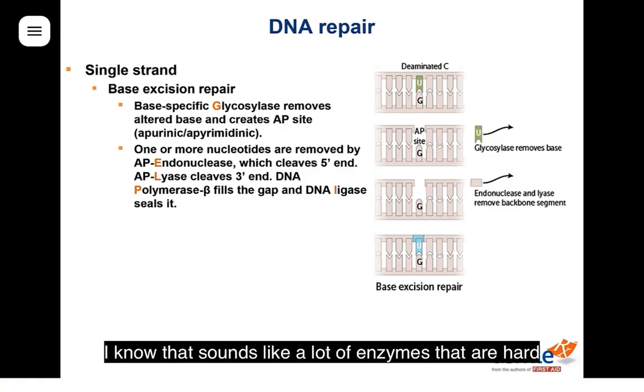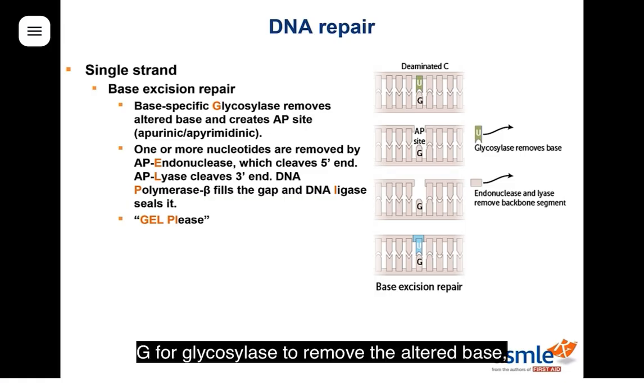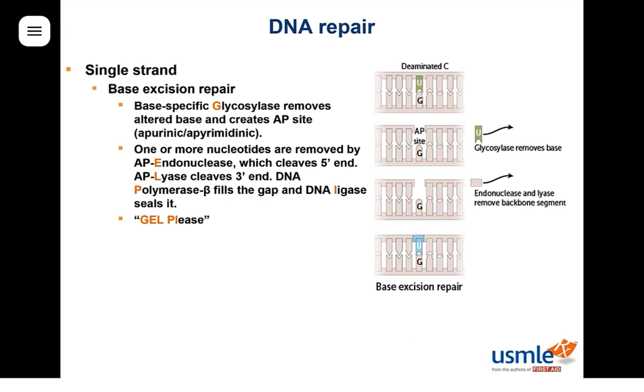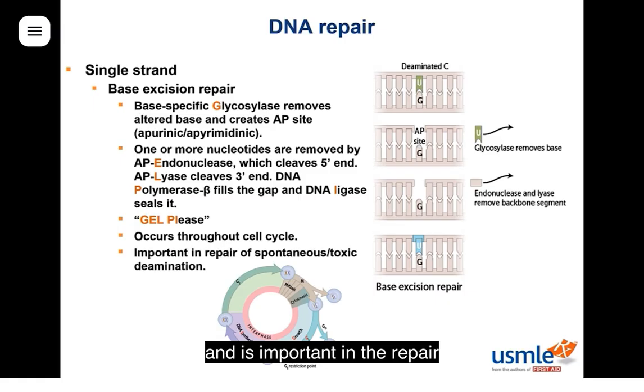I know that sounds like a lot of enzymes that are hard to keep in order, so we do use the mnemonic GEL please to remind us of the order. G for glycosylase to remove the altered base, E for endonuclease, L for lyase, P for polymerase, and L again for ligase. Base excision repair occurs throughout the cell cycle and is important in the repair of spontaneous or toxic deamination.